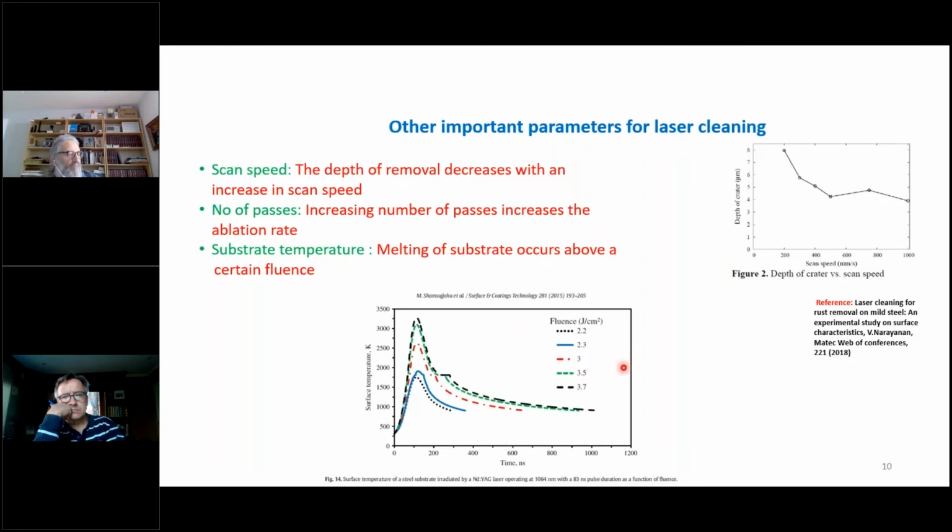As soon as the fluence increases to 3 joules or higher, there's a sharp rise in temperature and there's melting. So these three are all above the melting point of steel. And so for this reason, it's important to control the fluence. And it's also important to measure the temperature. We have been working on some sensors that we want to utilize to measure the temperature on the spot to make sure that the substrate doesn't get damaged.